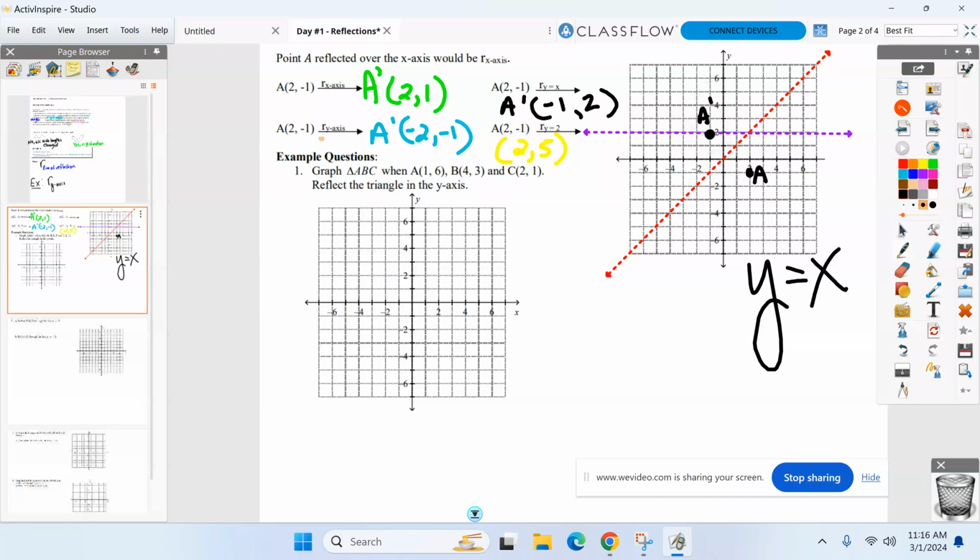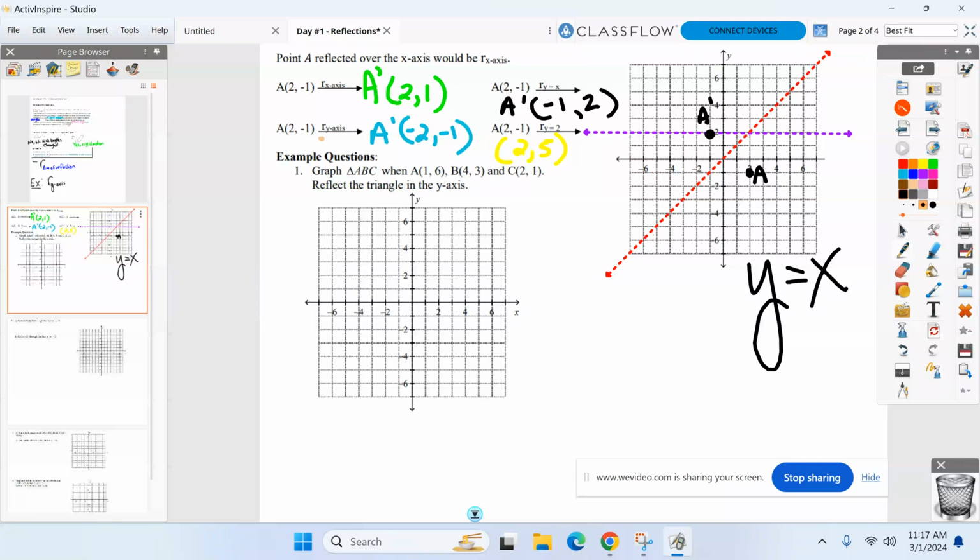Looks like I flipped it over, didn't I? If I take A, flip it over, fold it over the line, looks like they'll match right up. So anytime you reflect over y equals x, you're not going to count. You're just going to remember the rule. Flip the coordinates. All right, your turn. I'm going to walk around.